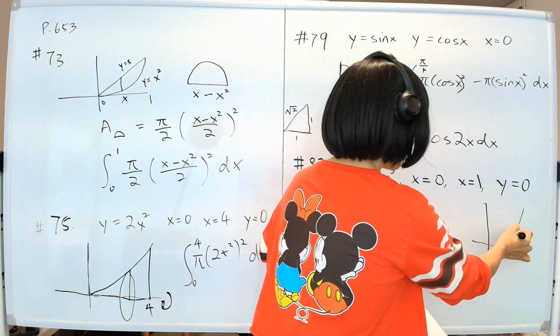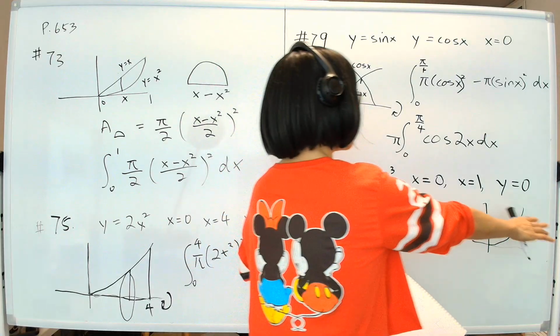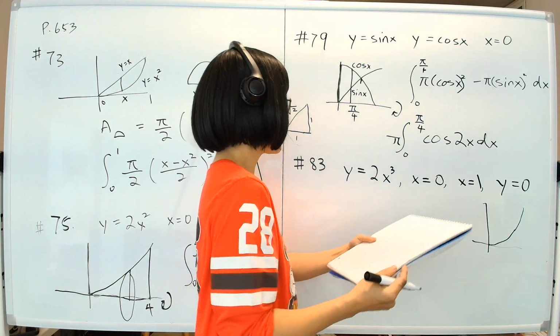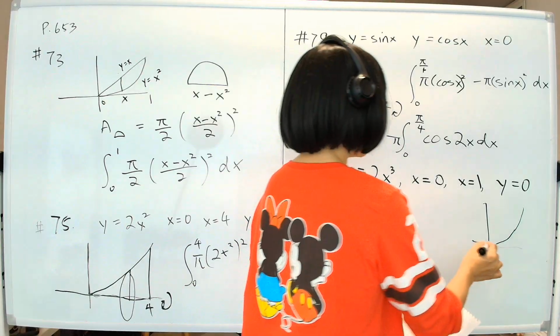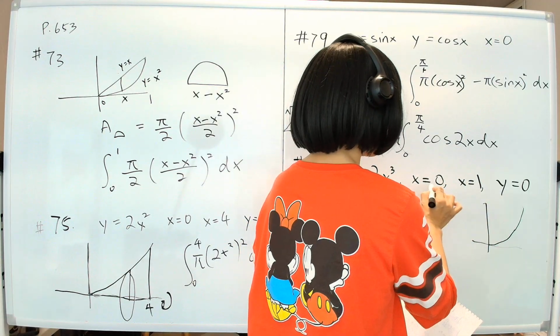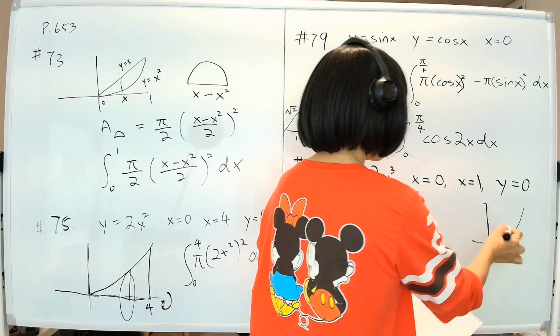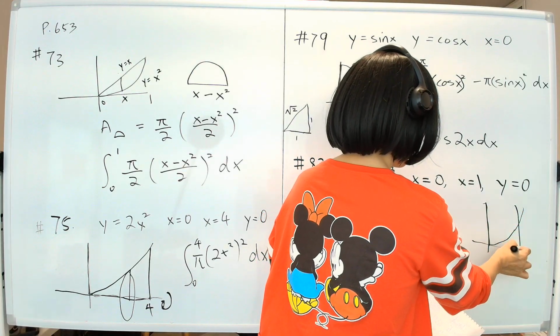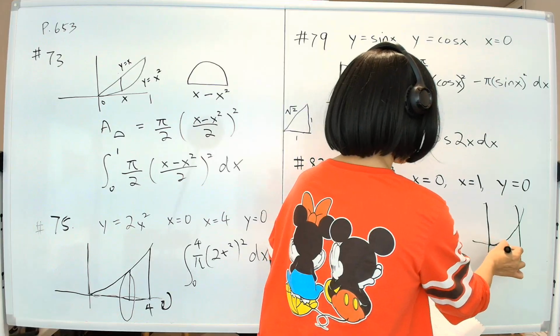No, it's not the parabola. It's the cubic form, but the positive side looks similar to the parabola, and that's all we care about. So y equal to 2x cubed is the line. We're restricted to x equal to 0, which is the y-axis, x equal to 1, which is some line here, and y equal to 0, which is the x-axis.